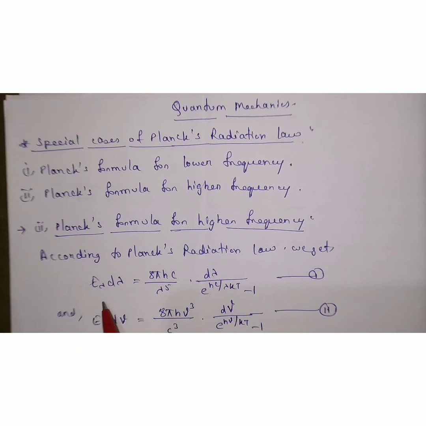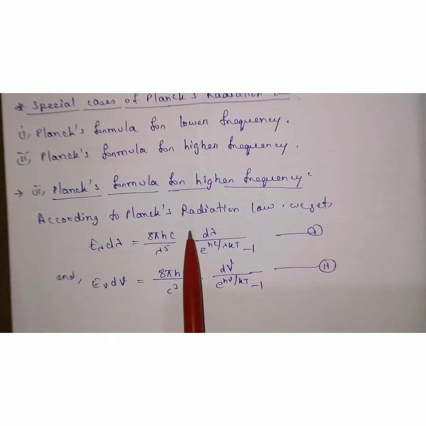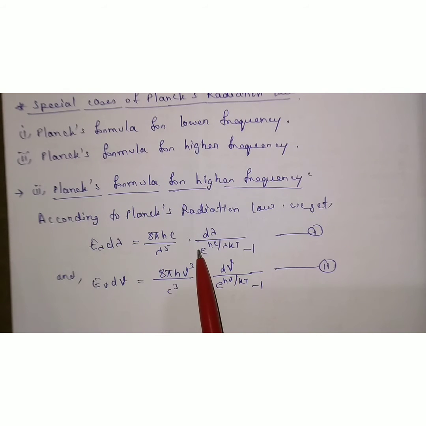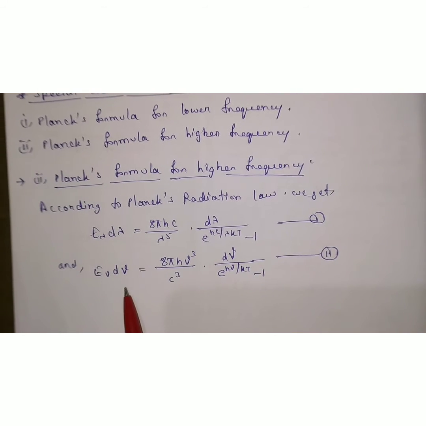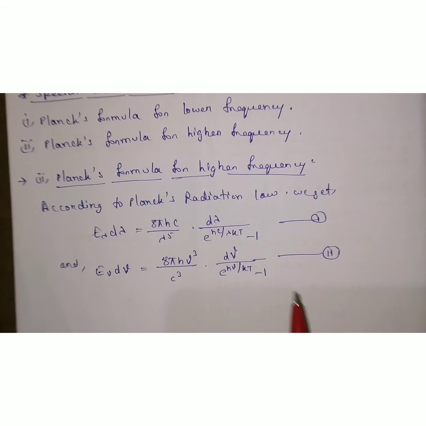So today I will discuss Planck's formula for higher frequency. We know, according to Planck's radiation law, we get two expressions. They are E lambda d lambda is equal to 8 pi hc divided by lambda to the power 5 into d lambda divided by e to the power hc by lambda kt minus 1, and E nu d nu is equal to 8 pi h nu cube divided by c cube into d nu divided by e to the power h nu by kt minus 1.